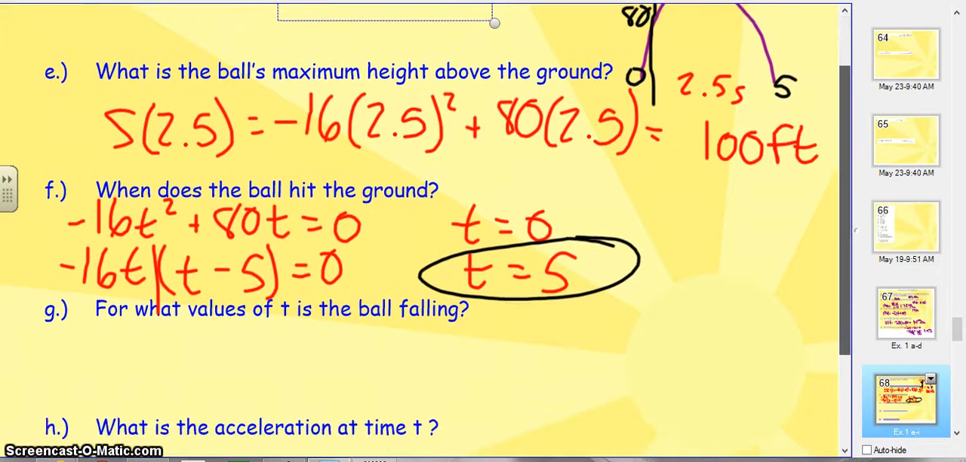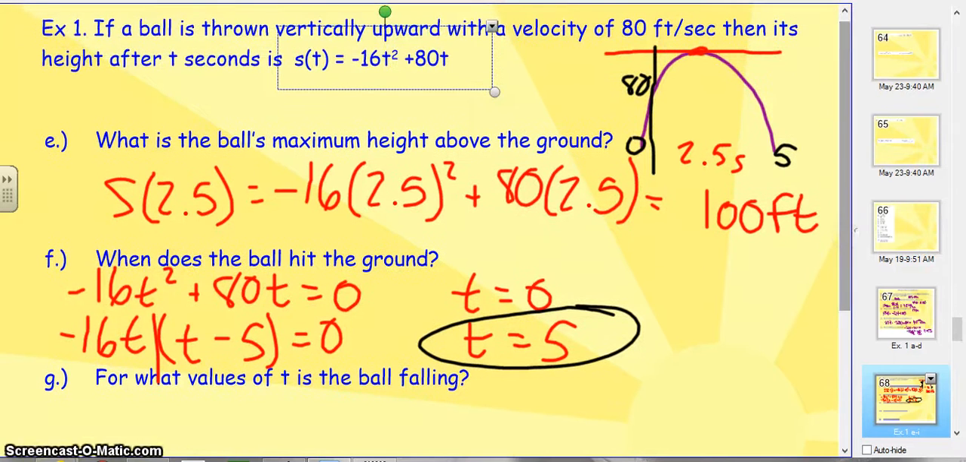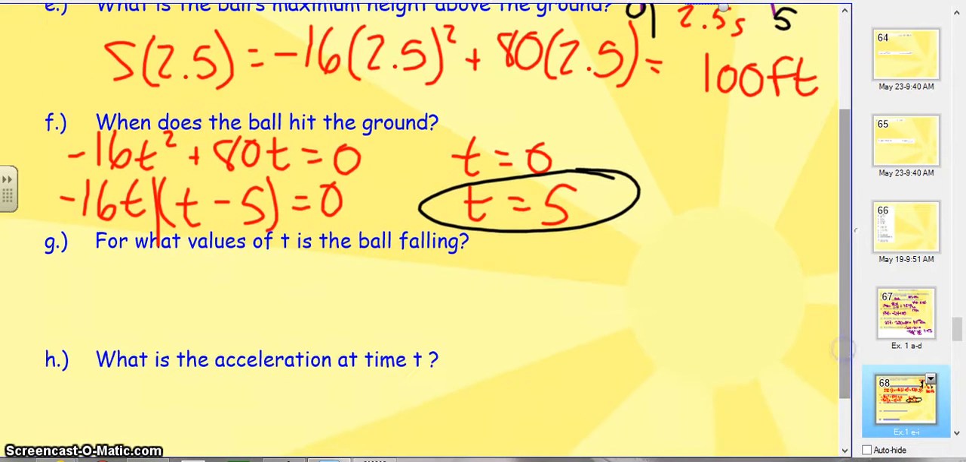For what values of t is the ball falling? Remember, it's rising until you get to the middle, which is at 2.5 seconds. So it's falling when 2.5 is less than t is less than 5. So it's the points in between 2.5 and 5 seconds. I didn't include 2.5 or 5 because the velocity at 2.5 and 5 is 0, so it's not falling.